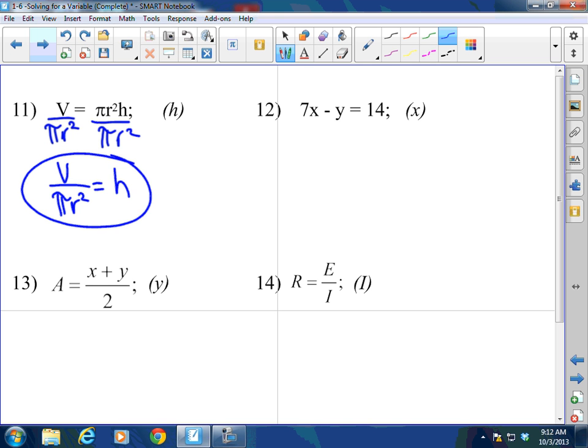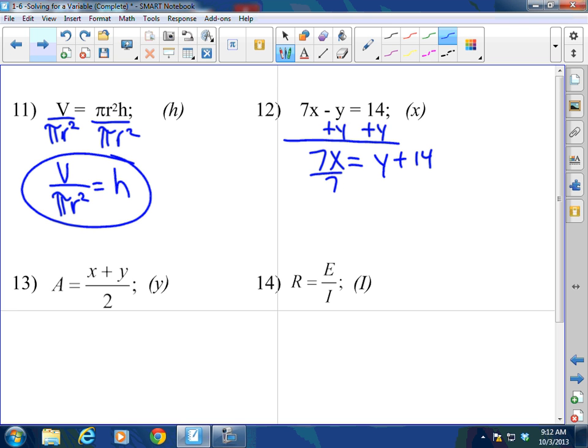Done. Number 12. Who wants to tell me how to solve for x here? Come on, tell me what to do. You first add y to the other side. Yes, sir. What am I left with? 7x equals... Good catch. You almost said 14y. This is y plus 14. They cannot be combined into one unit because they are different terms. They're not like terms.